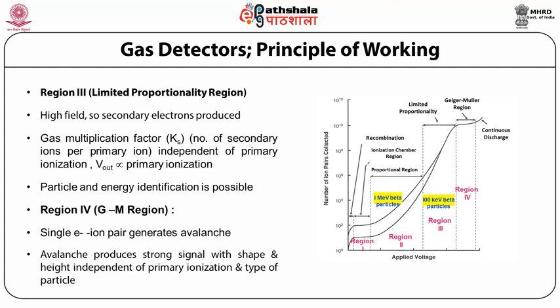So conclusively we can say that a gas detector can be operated with different biases, and corresponding to each biasing voltage range, the detector properties are different.